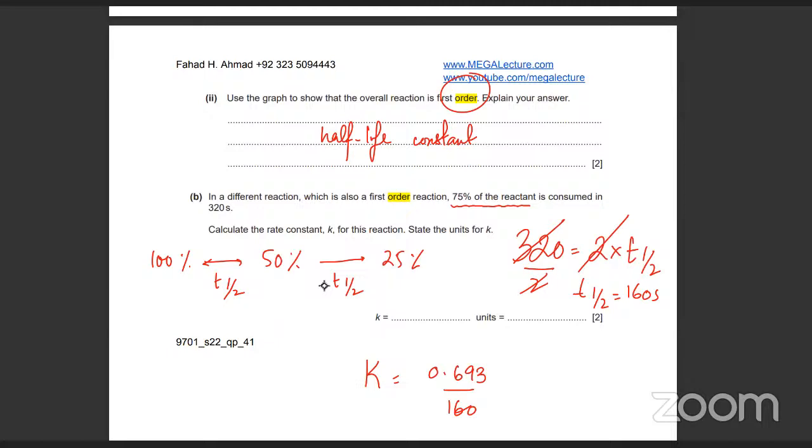What value do you get for this? 4.3 times 10 to the power minus 3. 4.3 times 10 to the minus 3 s minus 1, right?